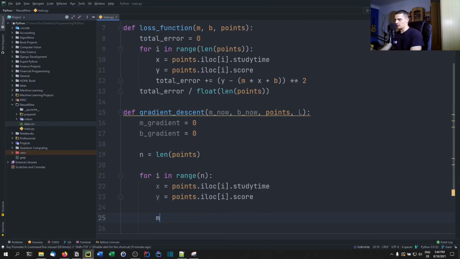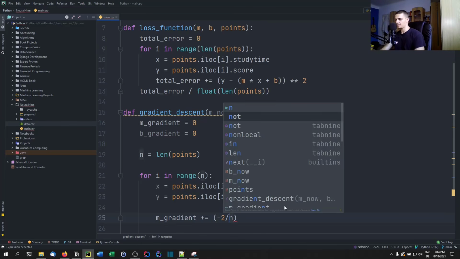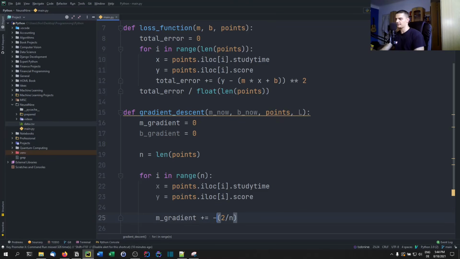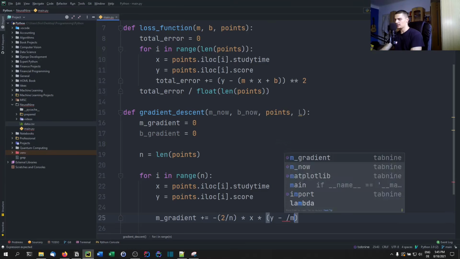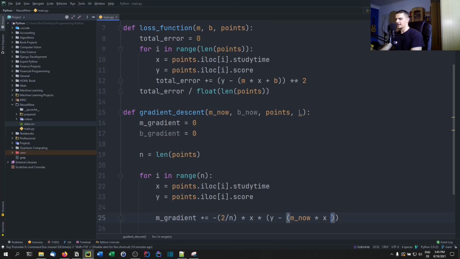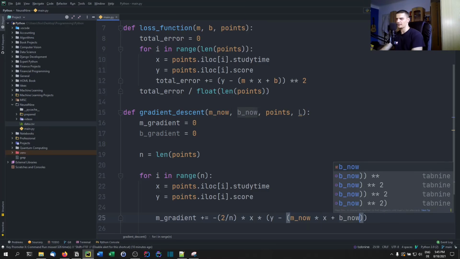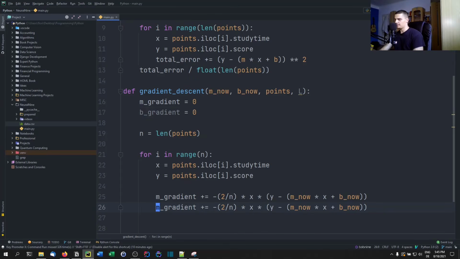So we're just going to say m_gradient plus equals, and then -2 divided by n. Actually, the negative is out here. -2 divided by n times x times y minus m at this particular moment in time times x plus b at this moment in time. And then b is basically the same, but without the x. There you go.